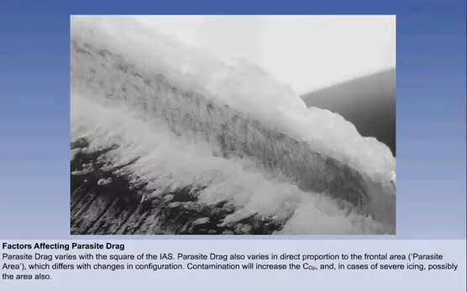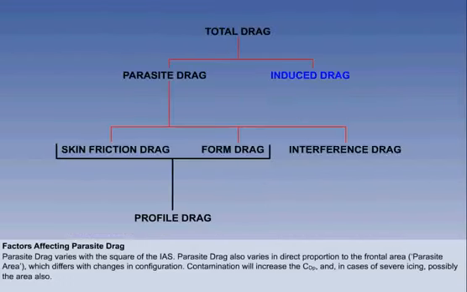Airframe contamination, that is, accumulations of ice, snow, frost, slush, mud, or even insects, will increase the parasite drag coefficient. In the case of severe airframe icing, the parasite area may be increased also.